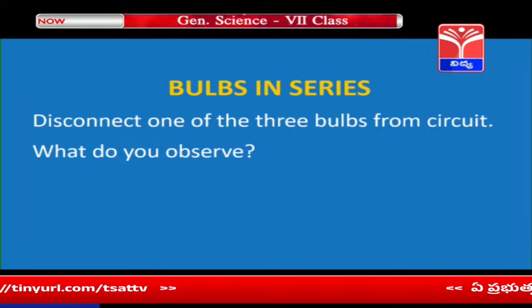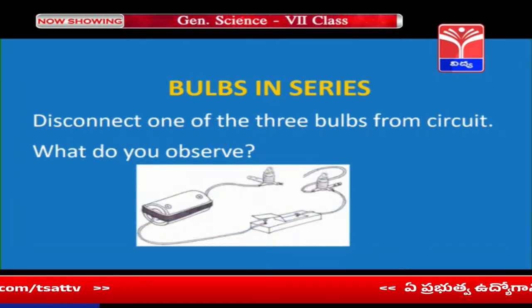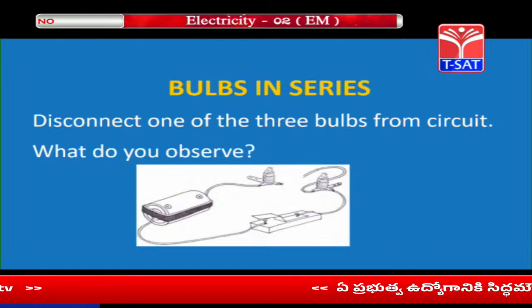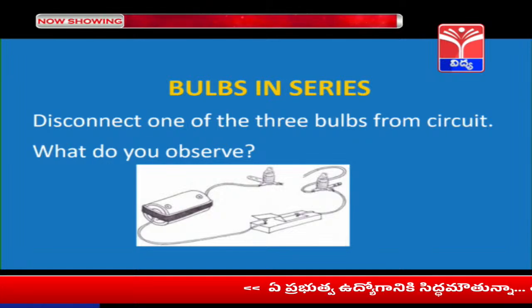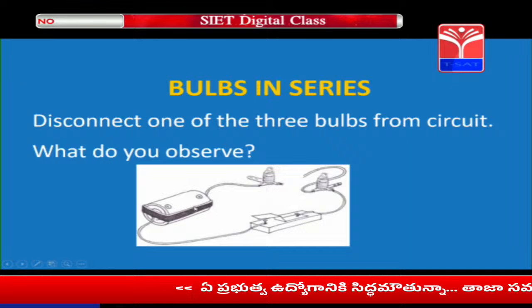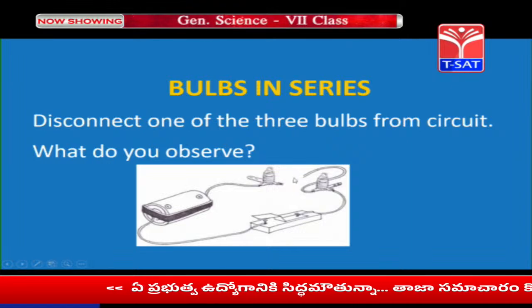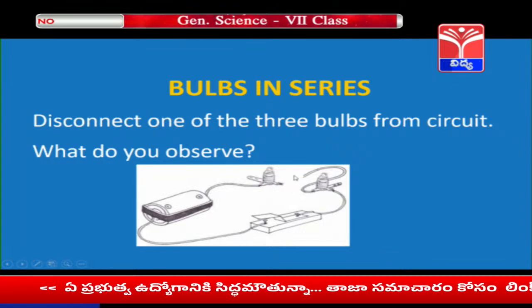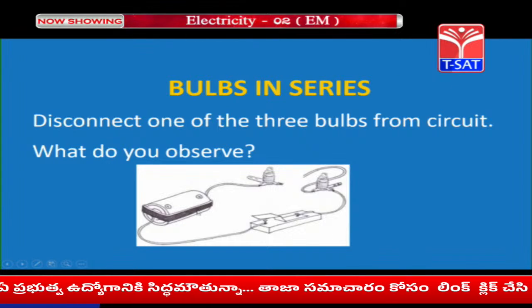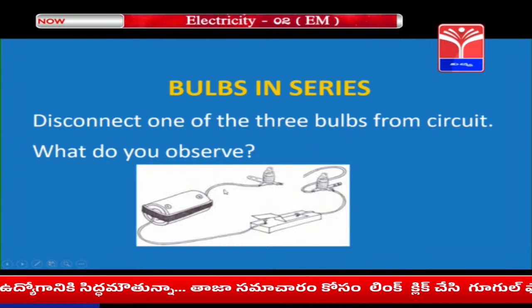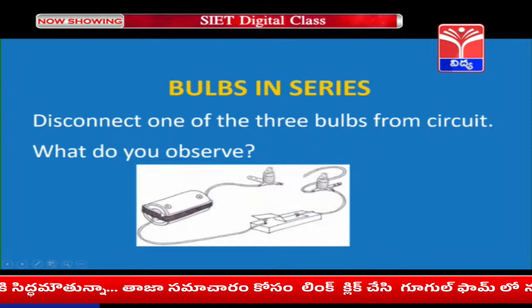What do you observe? By disconnecting one, here you see 2 bulbs are connected. Neither of the bulbs glows. Here current is not flowing through the circuit because it is incomplete. There is only one path for the flow of electricity.